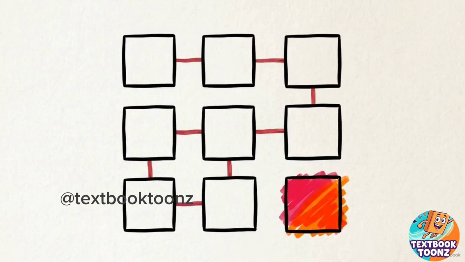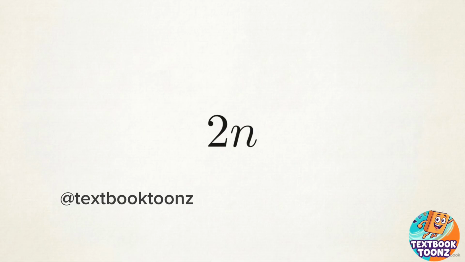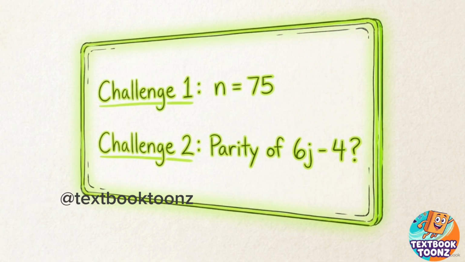You've now mastered grid parity, algebraic consistency, and the sequence formulas for even and odd numbers. Here is your final challenge. First, use the 2n minus 1 formula to find the 75th odd number. Second, determine if the expression 6j minus 4 will always be even or odd for any whole number j.